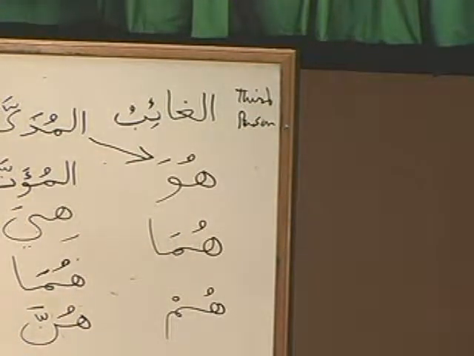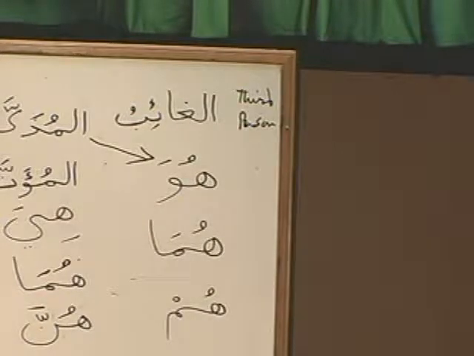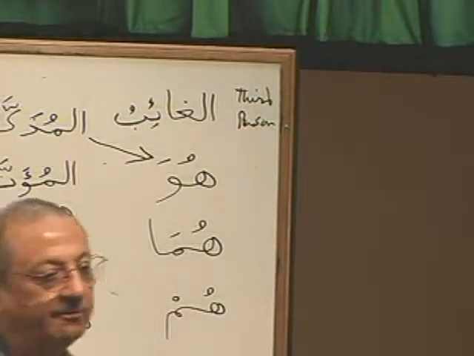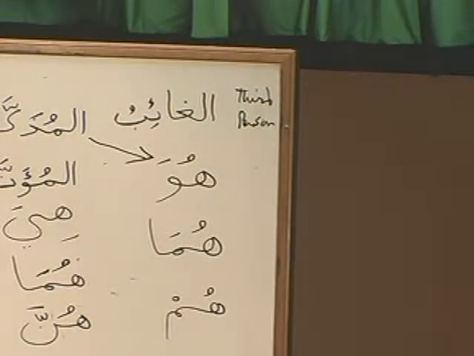Okay. Since you have it in your handouts, it's easy for you to see there. What will be the second person, brothers and sisters? Masculine: anta. Next one: antuma. And plural: antum. What will be the fourth finger? Feminine: anti, antuma, antunna. Are you with me? And then mutakallim: ana and nahnu. Because you know it, I'm not writing it.